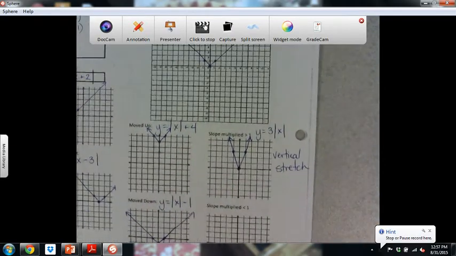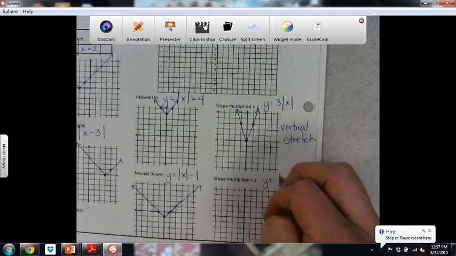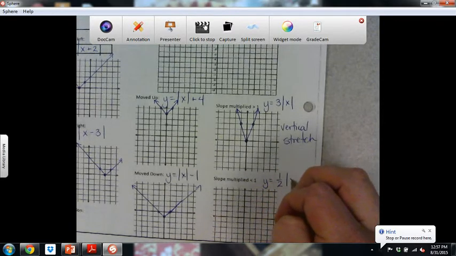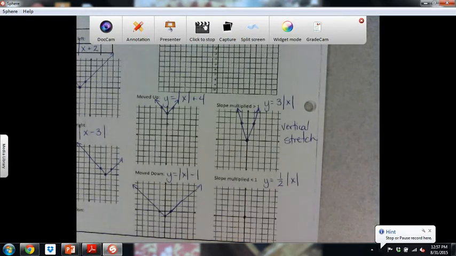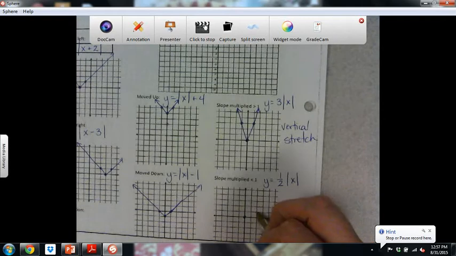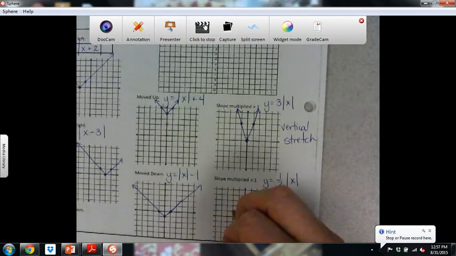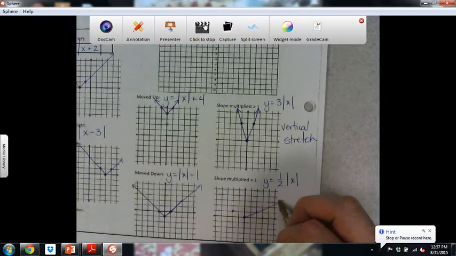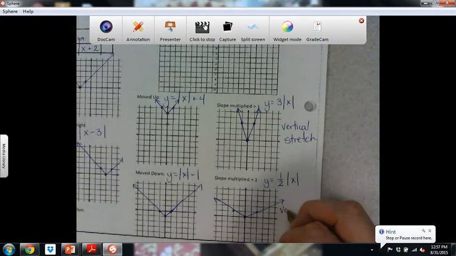So the reverse is also true. If I say y equals 1/2 times the absolute value of x, I still have my point at 0, 0. But now if I were to plug in 2, I'm going to pick 2 because it's easy to work with. Absolute value of 2 is 2, half of 2 is 1. So it goes out 2 and up 1. Instead of out 1, up 1, it's going to take it much flatter. And again, we're symmetrical. And so again, I've got this graph that looks like it's been pushed down. That's a vertical compression.